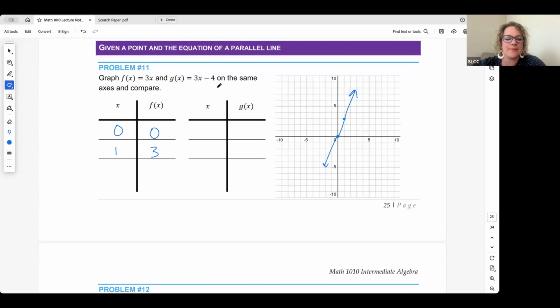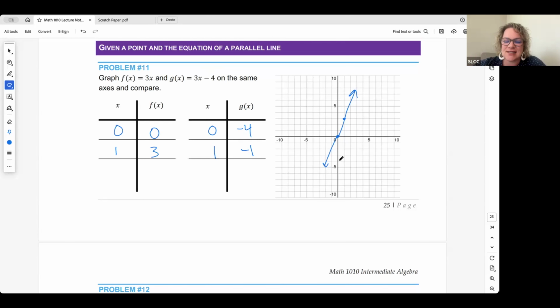Now, what about this line? If I plug in 0, the y value is -4. If I plug in 1, 3 minus 4 would be -1. You can always graph a line or graph any function by plotting points. It's great to plot points, but we also have to look for patterns.